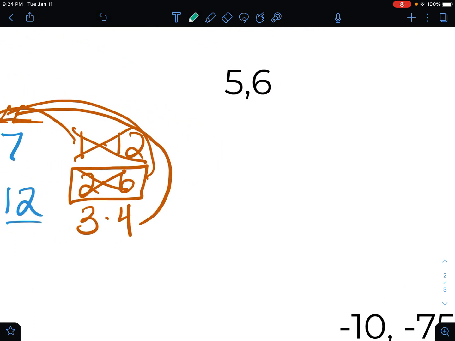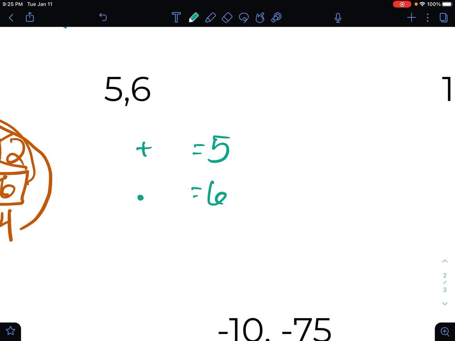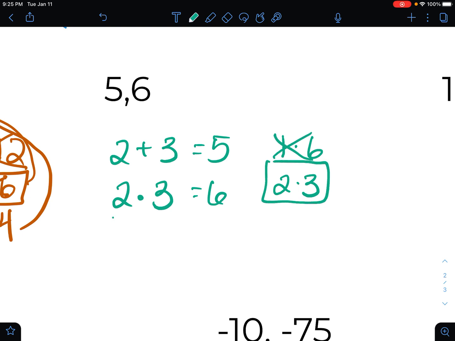All right, so I've got 5 and 6. I want to know what adds to give me 5 but multiplies to give me 6. Like I said, there are infinitely many numbers that add to 5, so we can't really start there. We need to start with the 6. What numbers multiply to give us a positive 6? 1 times 6 and 2 times 3. There's no way 1 and 6 are going to add to give me 5. Therefore, I think about 2 and 3. 2 plus 3 gives me 5. So 2 and 3 are my magic numbers.